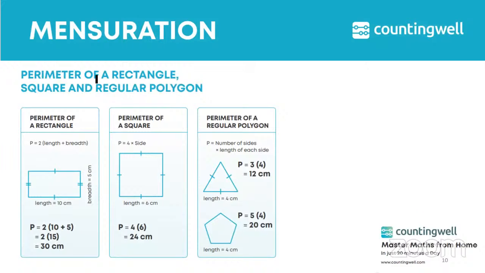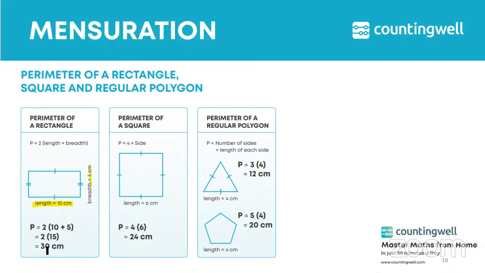Let us see some perimeters of closed shapes such as rectangle, square and regular polygon. Let us see perimeter of a rectangle. It is nothing but 2 times length plus breadth. So here, for example, we have length of rectangle 10 centimeter, breadth 5 centimeter. For perimeter we substitute length by 10 and breadth by 5 centimeter. So we'll get 2 times 10 plus 5, which is 15. So 15 twos are 30.